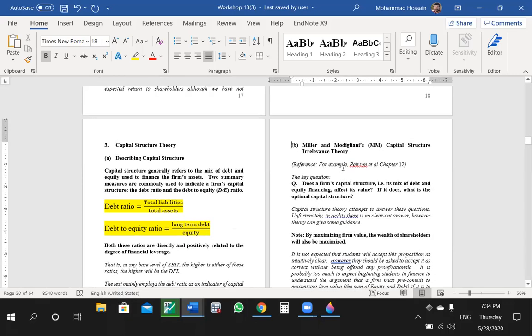the Miller-Modigliani theory. Okay. There is a question here. Does a firm's capital structure, its mix of debt and equity financing, affect its value? What is the optimal structure, the optimum capital structure? What percentage is optimal? Optimum structure means what should be the percentage? What should be the debt ratio? What should be the debt to equity ratio? That's what I'm trying to identify here.